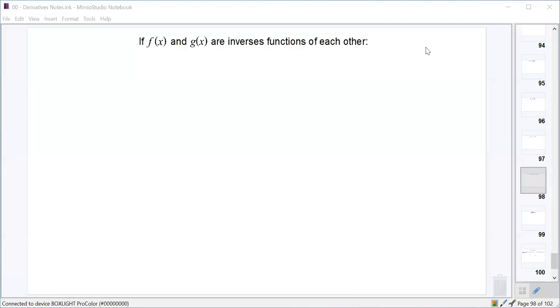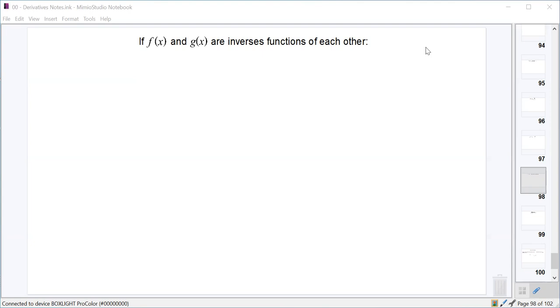The last rule that we're going to need for this unit is called the inverse rule for derivatives. So we're going to learn how to take the derivative of the inverse of a function without actually having to find that inverse function. So before we start that, let's think about a few things that we know about functions that are inverses of each other.